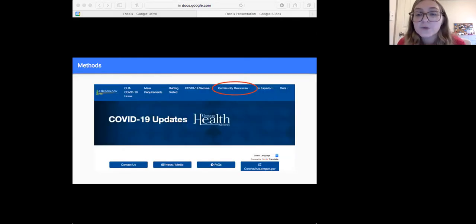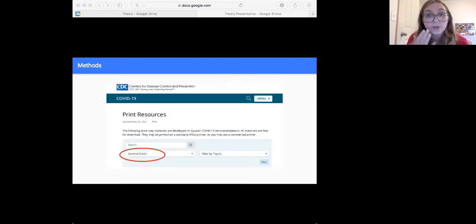And then just to give everyone a better idea of where I found my resources, on the OHA website specifically, I went to their COVID-19 pages and then clicked this Community Resources tab, because these resources are what the OHA has decided is important for the public and our community to know. And similarly, on the CDC website, I went to their COVID-19 page and sorted by print resources. I further narrowed this down to the documents tagged as general public because, again, this is what the CDC has decided is important for everyone to know.